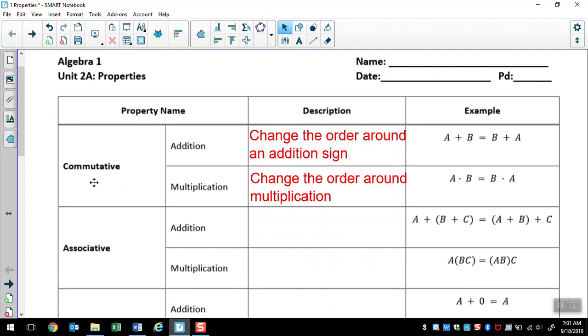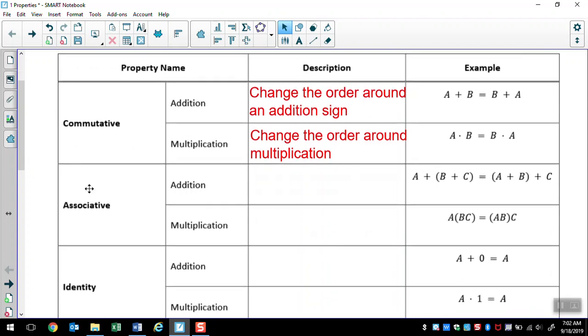I always like to think of commutative as like your commute to and from school. You generally follow the same path whether you're coming to school or going home, just in reverse order. So commutative, think of your commute.